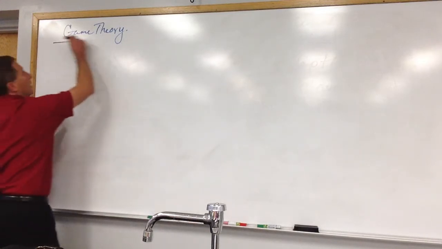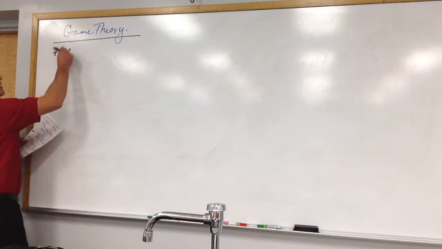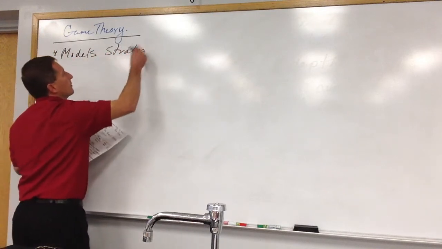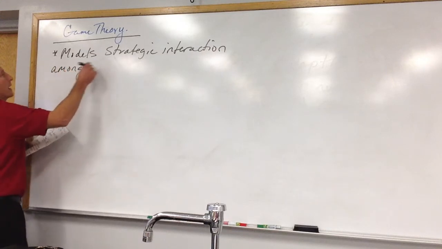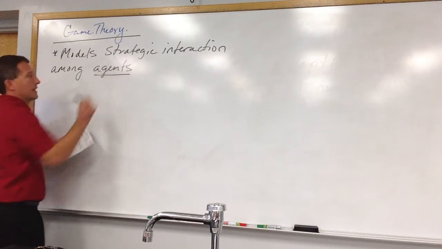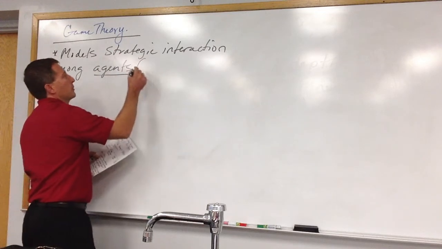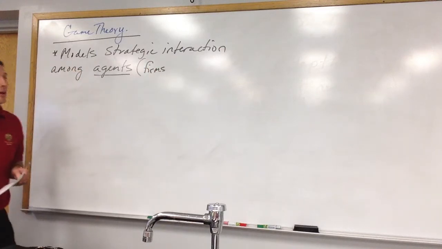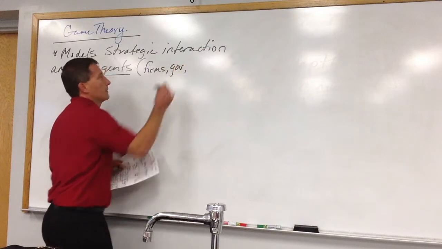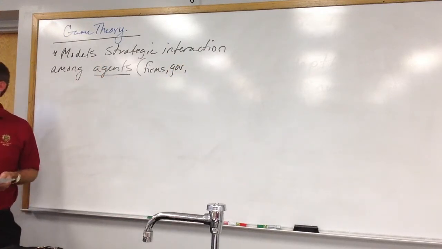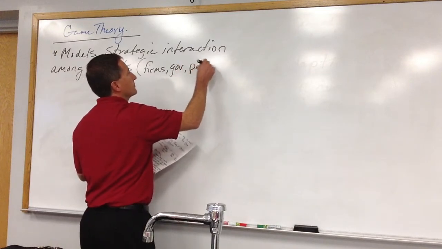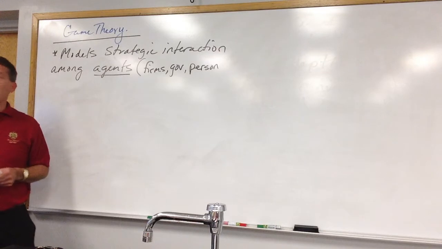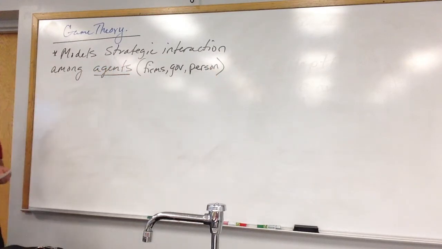Game theory models strategic interaction among agents. Now, agents is kind of our generic word. A lot of times, for example, we might be talking about businesses or firms. We could be talking about a government or a government agency, like the Federal Reserve or the FDIC or something like that. We could be talking about a person. We could be talking about a nonprofit firm or some other organization. In other words, it's completely general on the type of thing we could be modeling, so we're just going to call them some sort of economic agent.